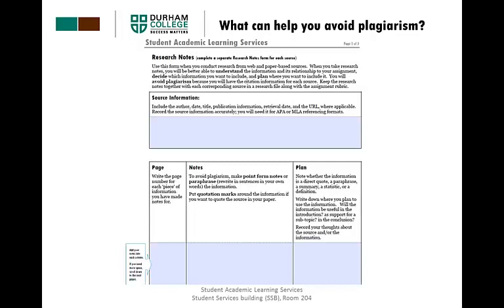So now that you've learned what plagiarism is, more about academic dishonesty as well, how can you avoid, in this instance, plagiarism? Well, one way is to use something called a research notes form. And this example is one that is fillable, which means you can put in your information, and you'll find it actually at the end of this module in the resources section.